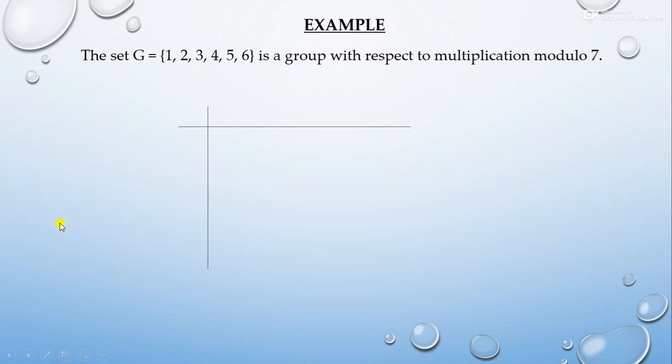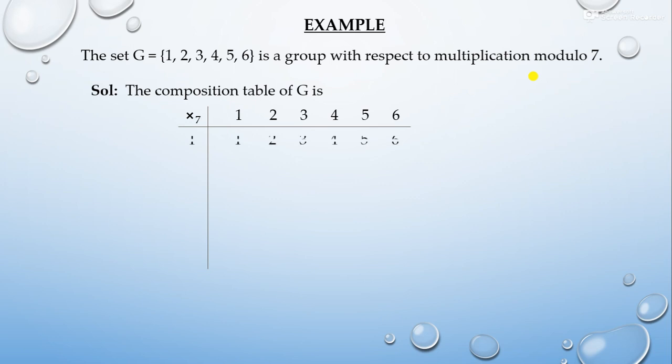Here the elements of the set are 1, 2, 3, 4, 5, 6, and we have to show that this is a group under the multiplication modulo 7. Now make the table the same way. You multiply 1 with all elements, so you get the same elements. When you multiply 2: 2 times 1 is 2, 2 times 2 is 4, 2 times 3 is 6, and 2 times 4 you get 8.